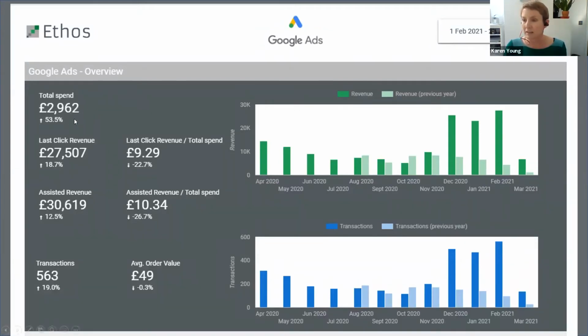So this client spent nearly £3,000 in February. The last click revenue is the money that was generated after someone had clicked on an ad and immediately bought. 27 grand, which means that they made just over £9 back for every pound they spent on ads. And then we also have an assisted revenue figure, which is where Google Ads was involved somewhere in the process. We can look at the number of transactions, the average order value.